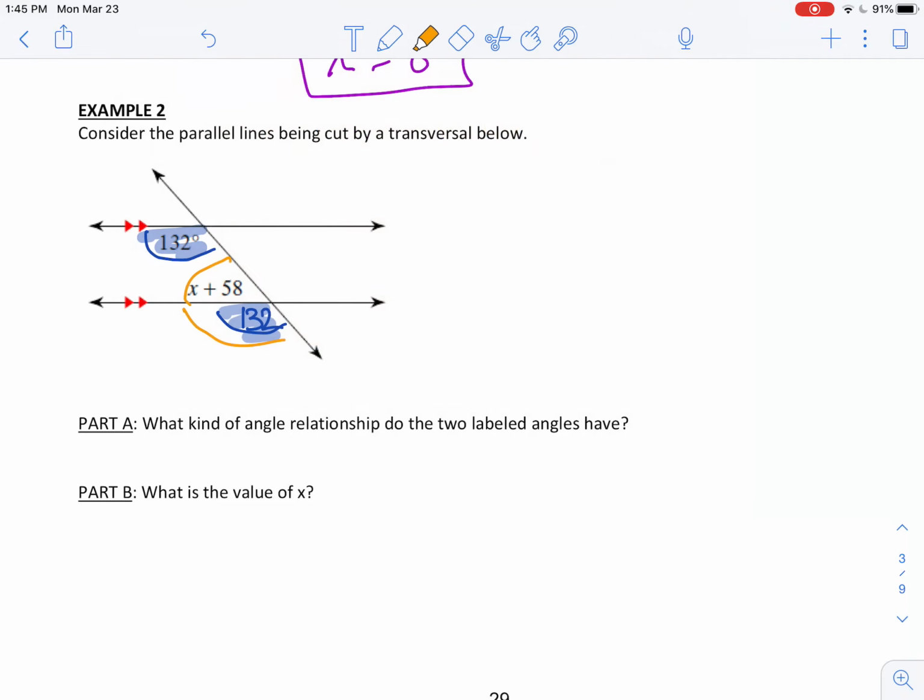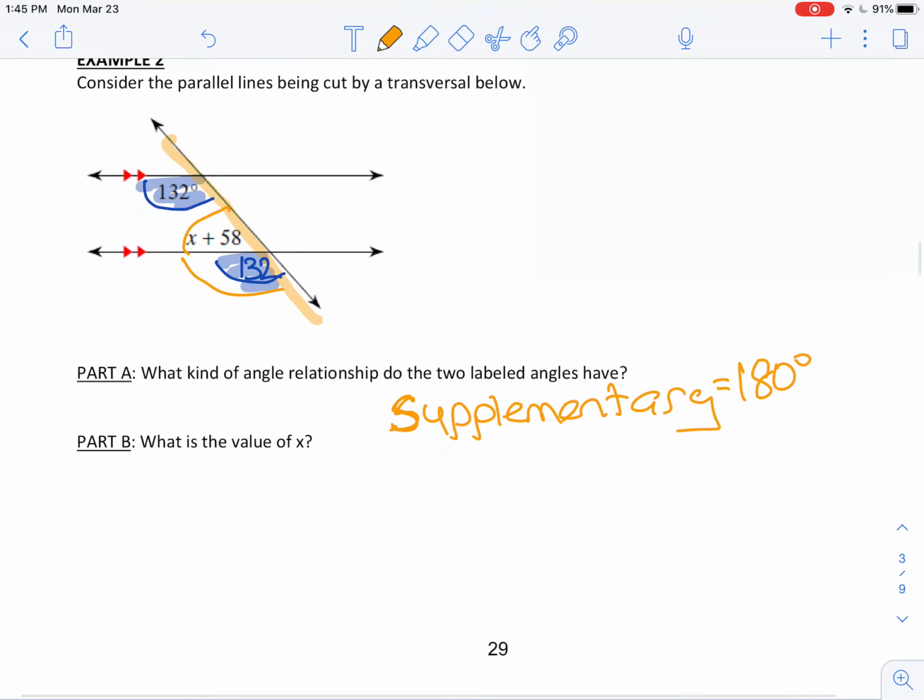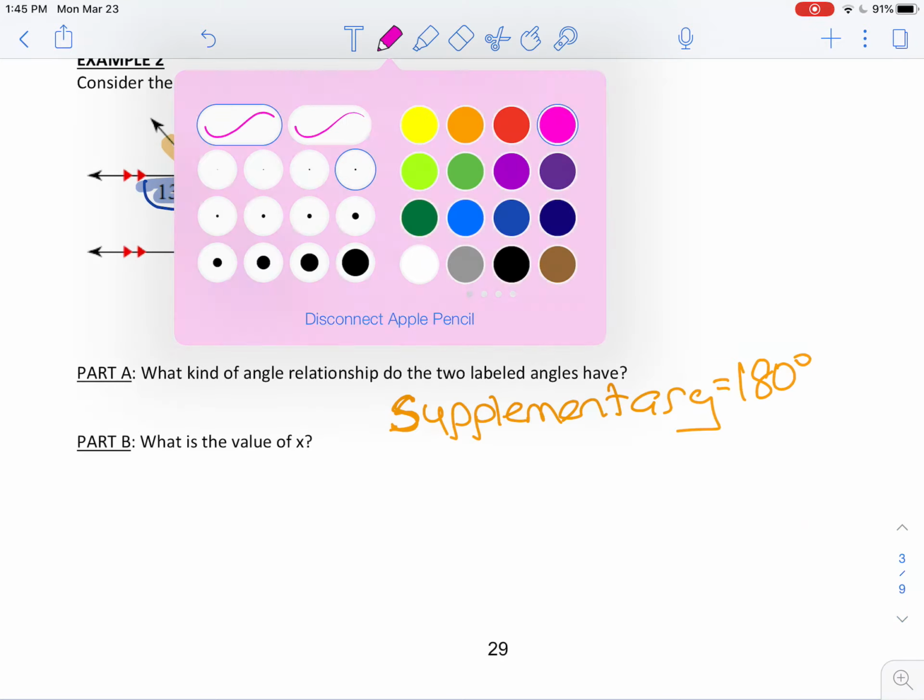We know that this angle plus this angle make a straight line. And if they make a straight line, those two angles are supplementary. So what kind of angle relationships do the two labeled angles have? They're supplementary. They make that straight line. And we know that supplementary angles equal 180 degrees because we've written that several times. We use that information now to write our equation.